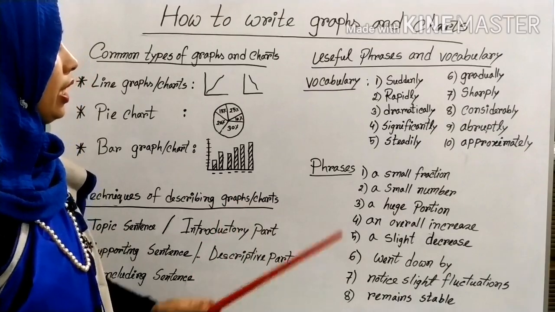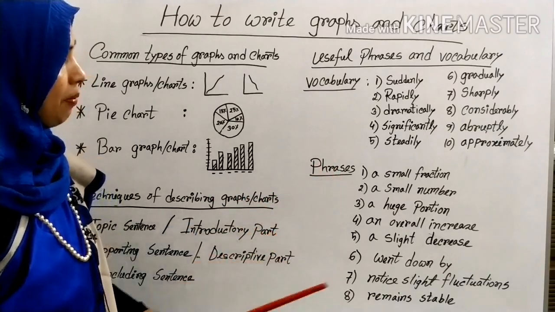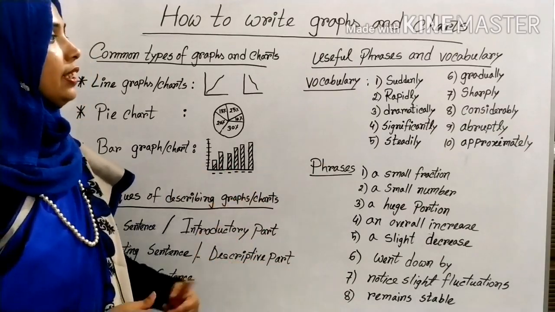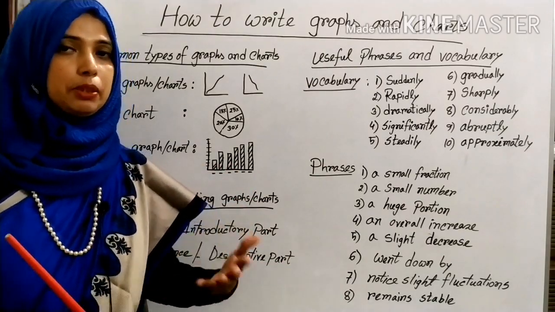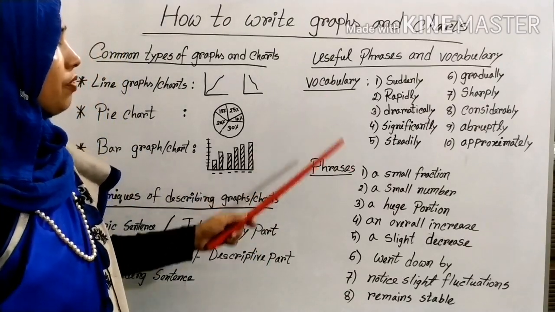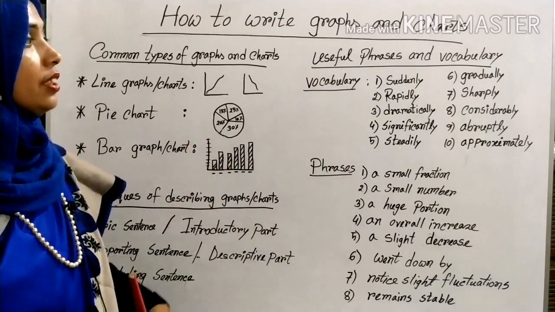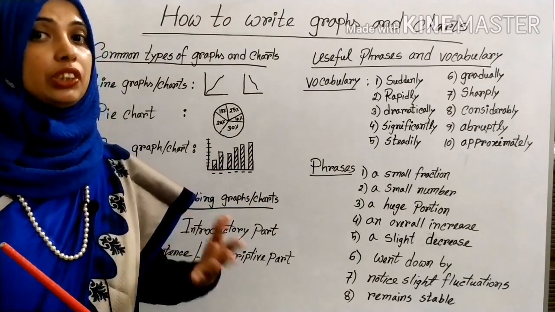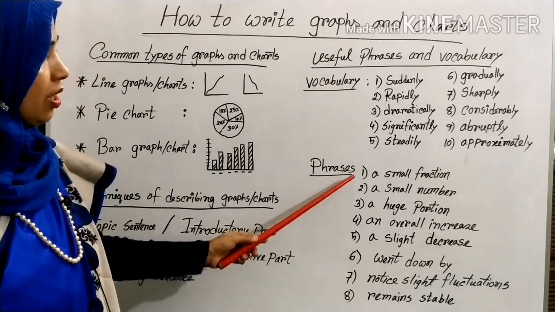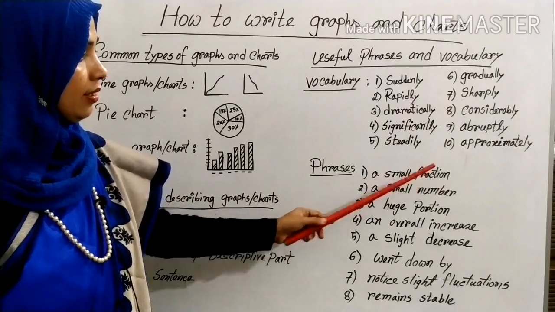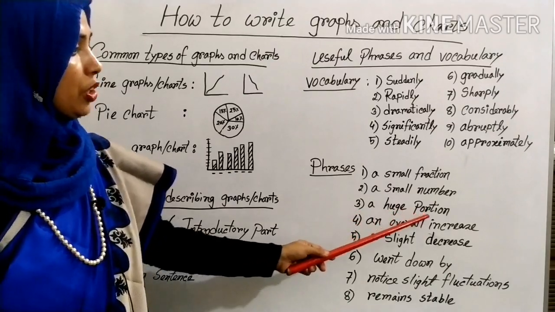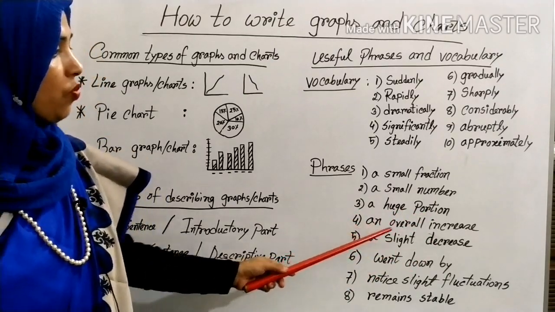And now here you can see some phrases I have mentioned. If you use these types of phrases or vocabularies for the expression of the sentences, then the sentences will be very much enriched and standard. Okay, now let's see the phrases. Number 1, a small fraction. Number 2, a small number. Number 3, a huge portion. Number 4, an overall increase.